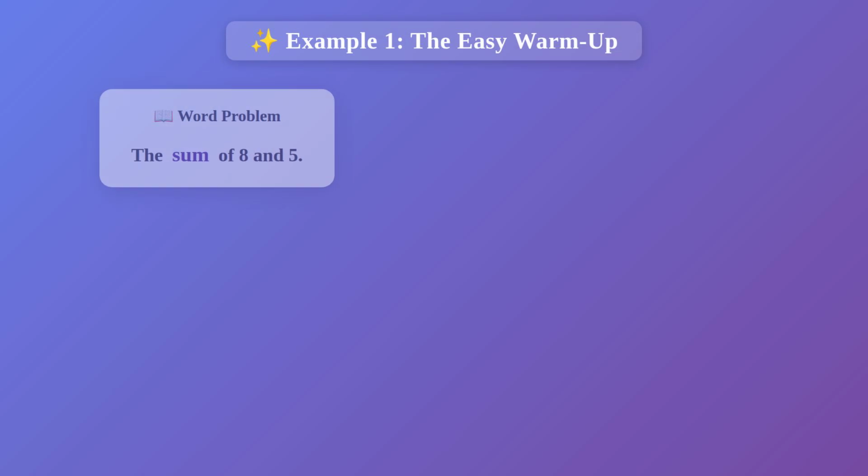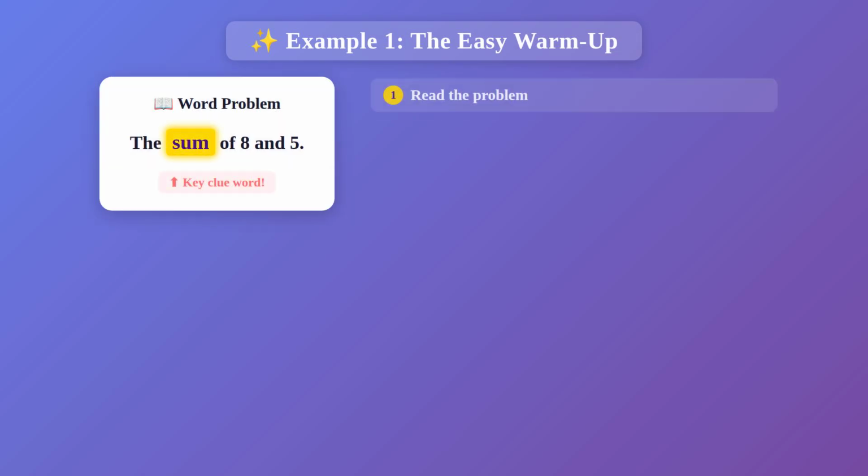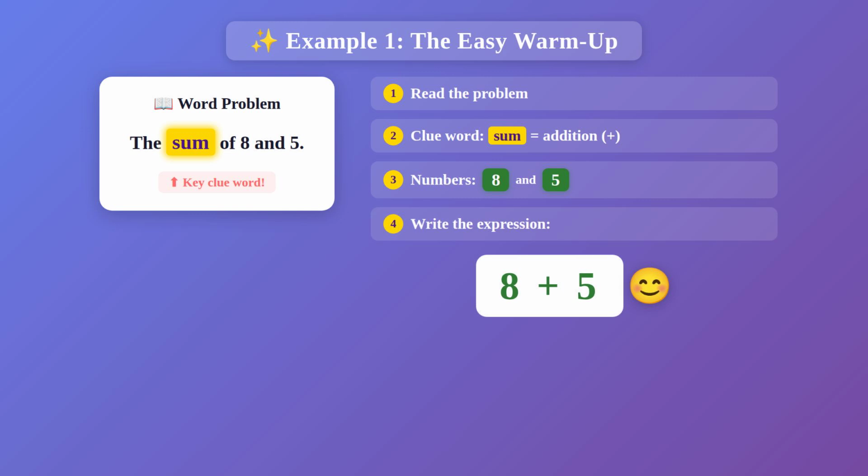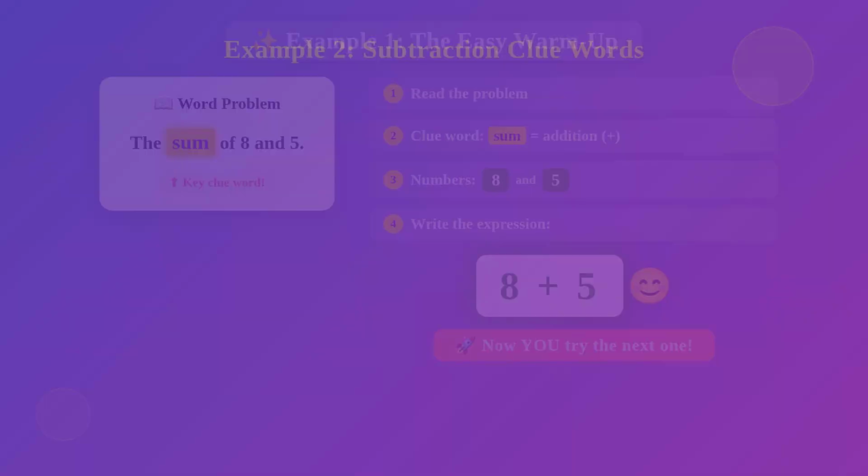Let's try it together. Let's start with an easy one, just like Maya did. The problem says, the sum of 8 and 5. Step 1, read it. Step 2, clue word, sum. That means addition. Step 3, the numbers are 8 and 5. Step 4, write the expression, 8 plus 5. That's it. No tricks, no catches. The sum of 8 and 5 becomes 8 plus 5. Maya got this one in about 3 seconds. Now you try the next one.